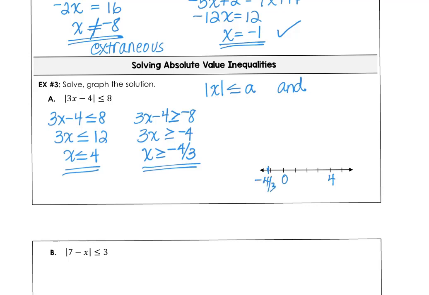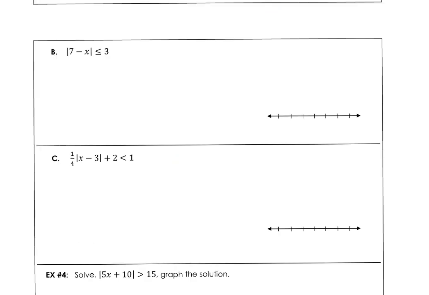And either x is less than or equal to 4, or greater than or equal to negative 4/3. We have that conjunction where they overlap. Let's look at part B. Now notice in part B, this one is also a conjunction. It's the less than or equal to, so we have either the number 7 minus x is less than or equal to 3. Let me get my blue pen here.